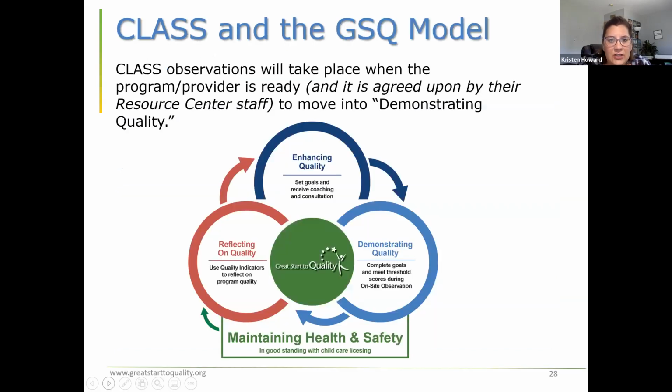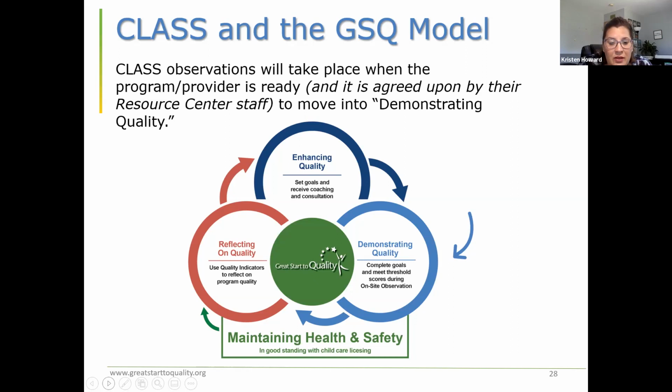So we're going to take a look at the new model, and you're probably wondering, where does CLASS fit into this? So CLASS observations will take place when the program or provider is ready and it's agreed upon by the Resource Center staff to move into demonstrating quality. You can see that light blue arrow that points right to demonstrating quality. And that's where you will have your on-site observation. That's when the assessment team will come in, and in order to be demonstrating quality, you will have to meet some minimum scores to be able to reach that level.